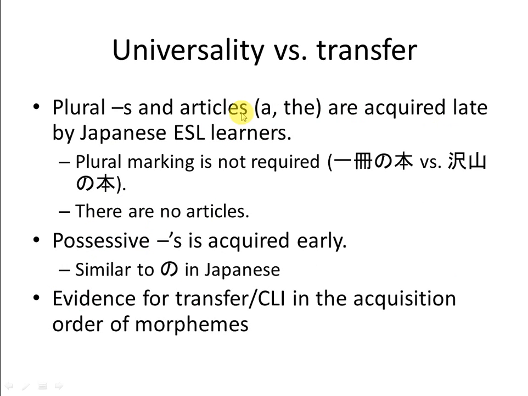So plural s and articles are acquired late by Japanese ESL learners, and in Japanese plural marking is not required. So when we say one book and many books, the Japanese word for book doesn't change. So this means one book and this means many books, but we have the same word without any other morpheme or any other marking. So Japanese doesn't mark plural or plurality. And in Japanese, there are no articles such as the and a.